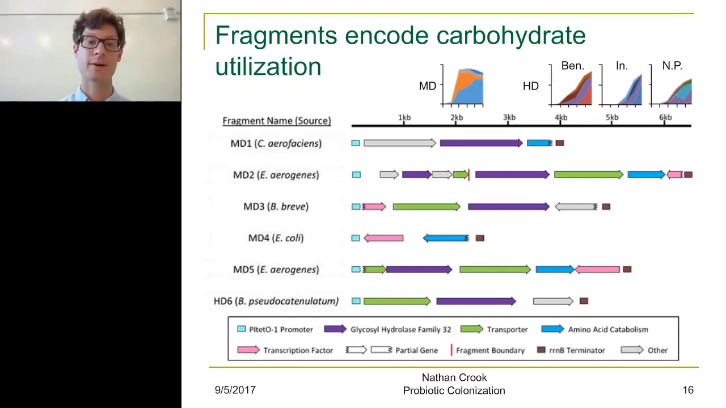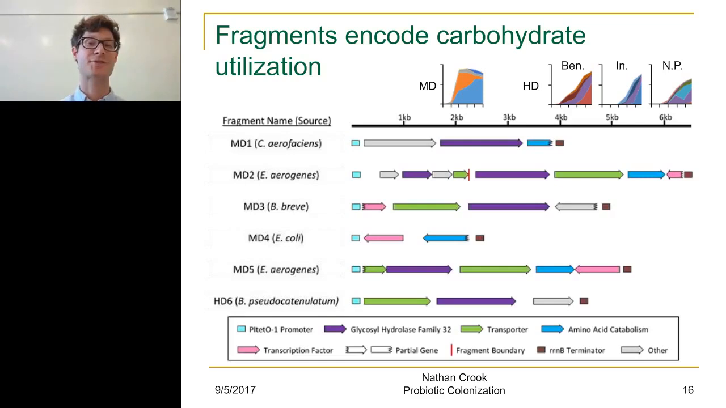And these genes are colored based on their predicted function, based on the hidden Markov model. Excitingly, most of these fragments contain glycosyl hydrolase family 32s. These are enzymes that are predicted to hydrolyze sucrose into its constituent monomers. Sucrose is actually a disaccharide that E.